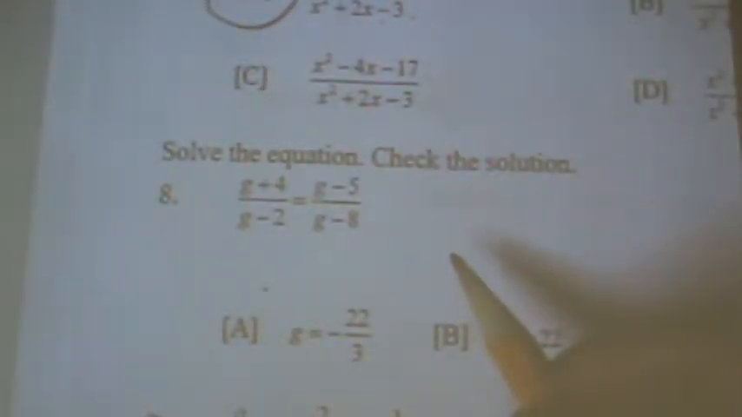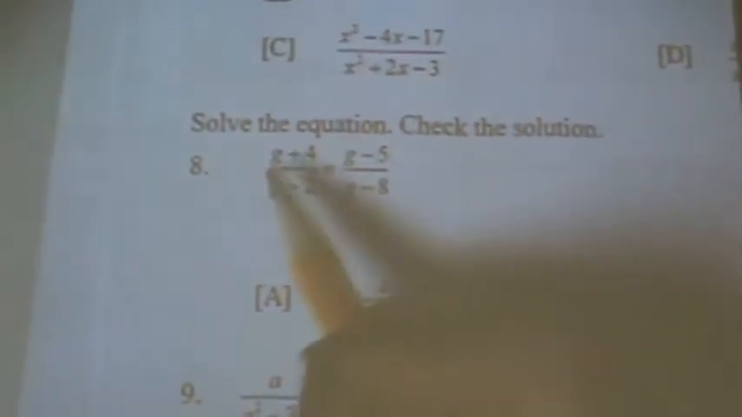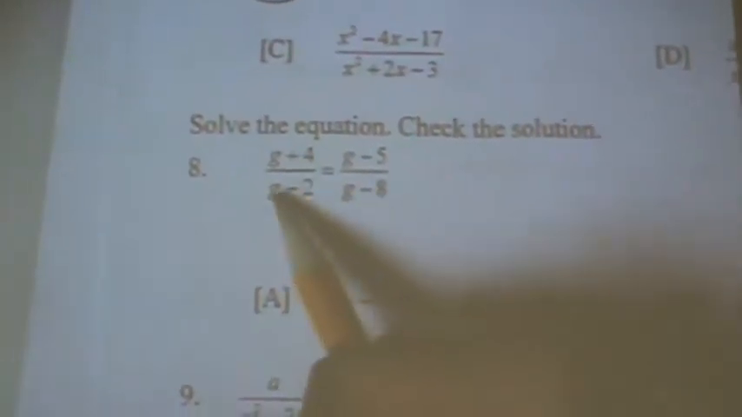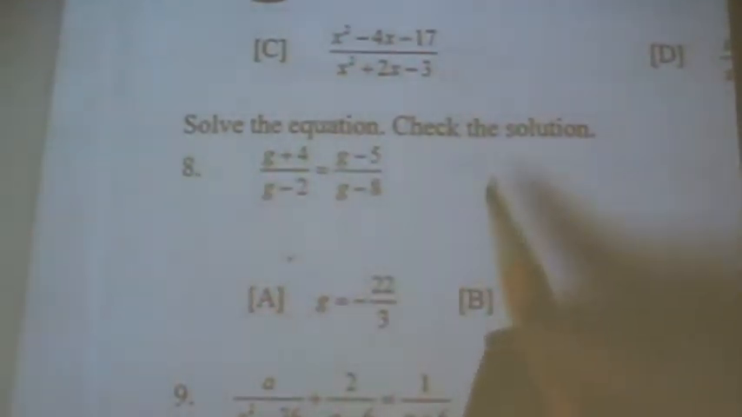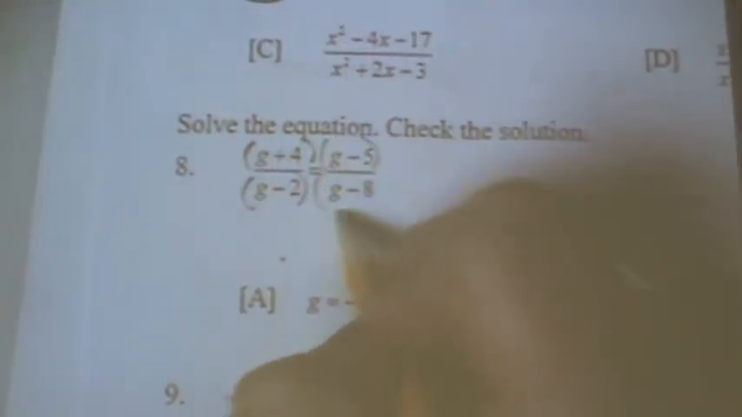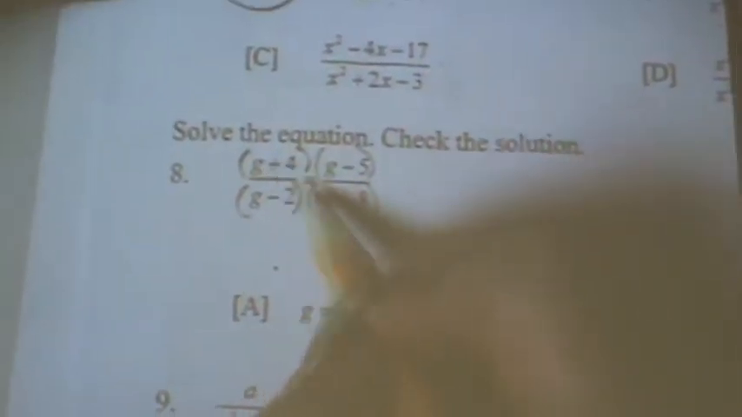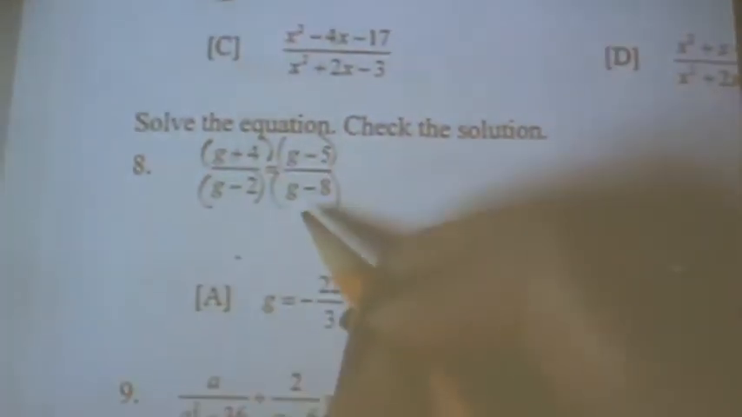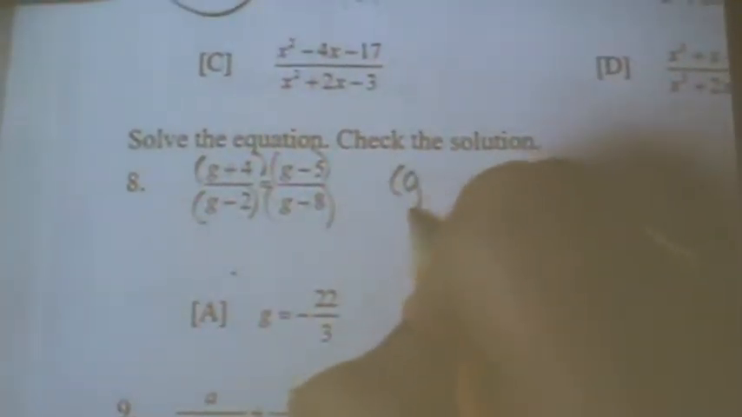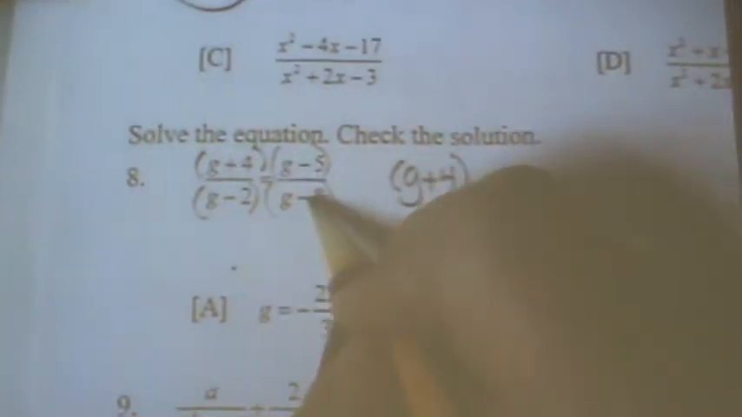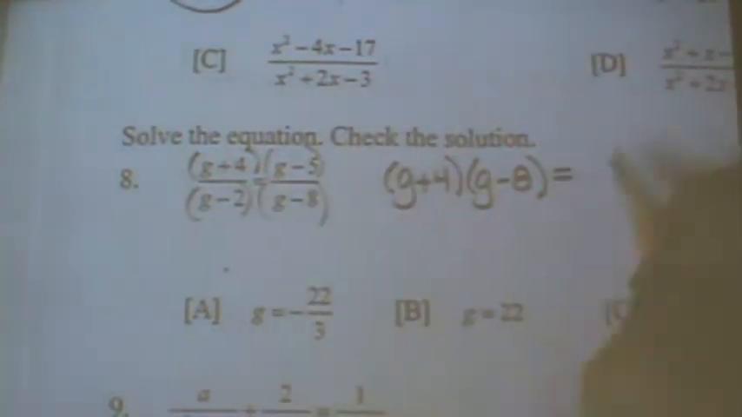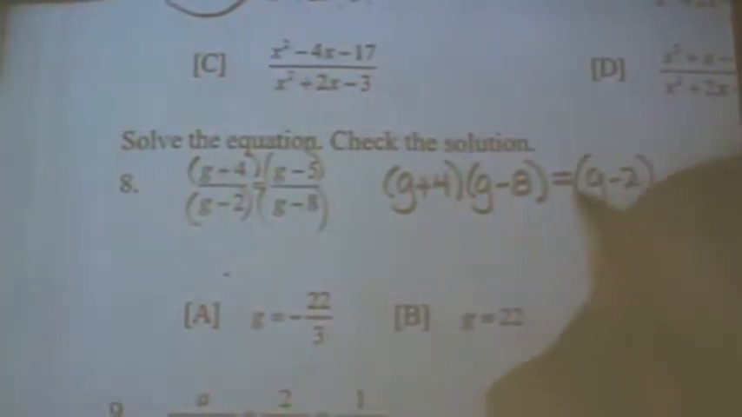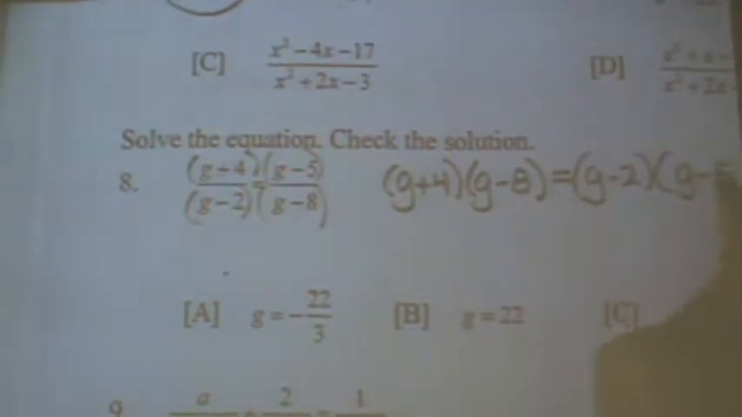Number 8. When you have two fractions set equal to each other, the easiest thing to do is to cross multiply. So we can multiply these two together, so g plus 4 times g minus 8 equals g minus 2 times g minus 5.